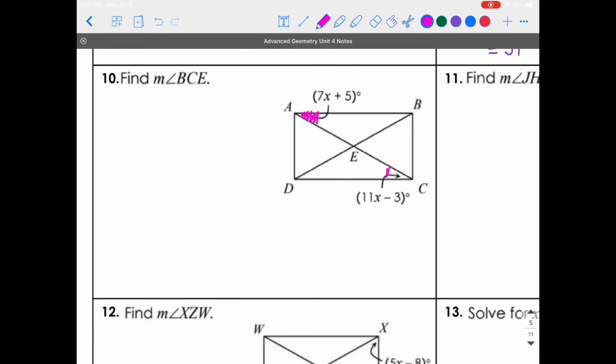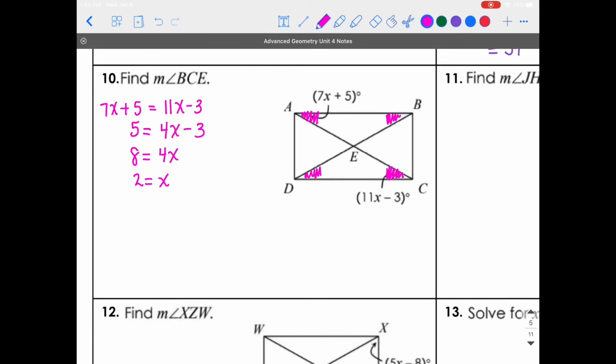that angle and that angle, those are the same. So the ones that it gives us are equal. So we're going to set 7x plus 5 equal to 11x minus 3. And then if we subtract 7x from both sides, we get 5 equals 4x minus 3. And then if we add 3 to both sides, we get 8 equals 4x, or 2 equals x.